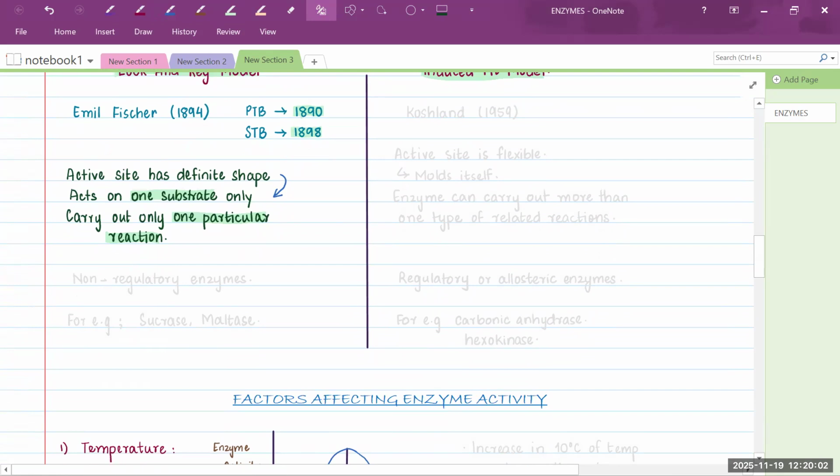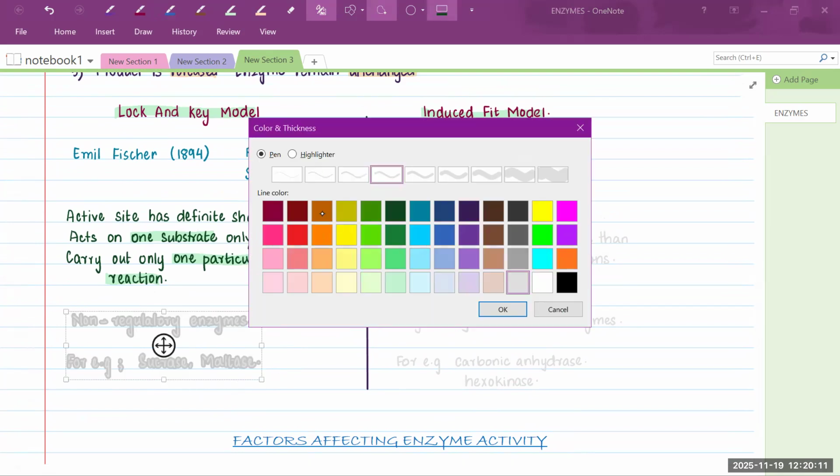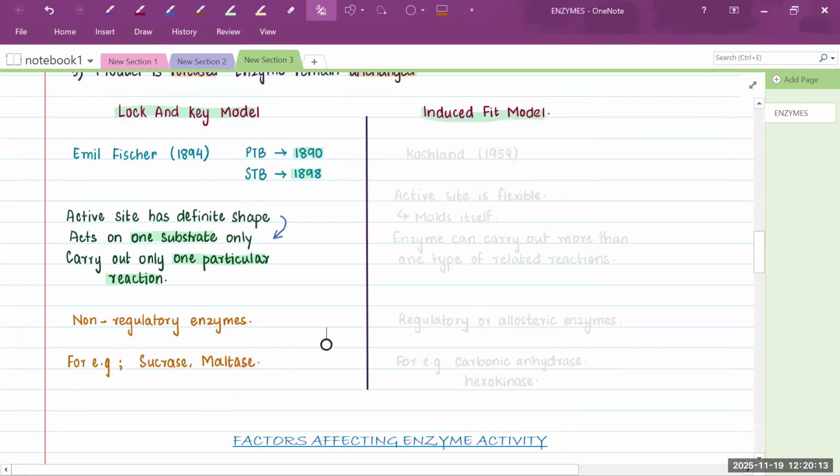And also the enzymes which follow the lock and key mechanism are known as non-regulatory enzymes. The examples of them are sucrase and maltase. Sucrase will work on sucrose, and maltase will work on maltose.